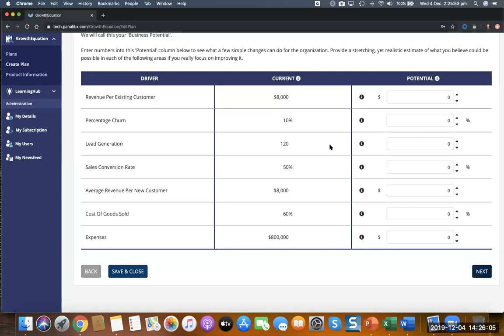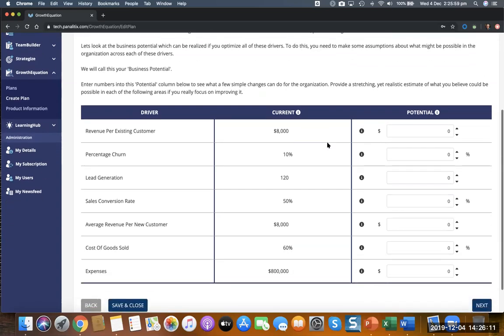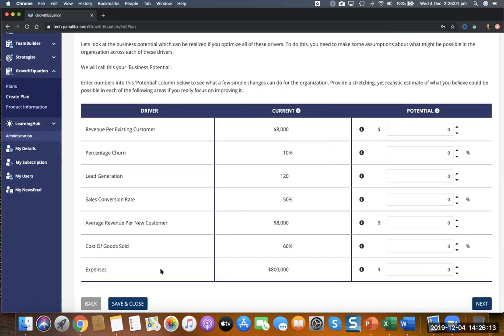Next, we move on to looking at the business opportunities. Where are the improvement opportunities in the business? And down the left-hand side here, you'll see 7 key drivers of revenue, profit, and enterprise value. These are the drivers that I mentioned right at the start of this video, where clients are very rarely focused and they rarely understand what's important to focus on to increase revenue and profit.